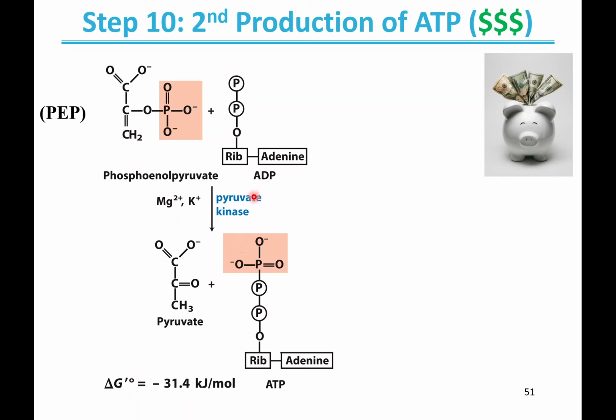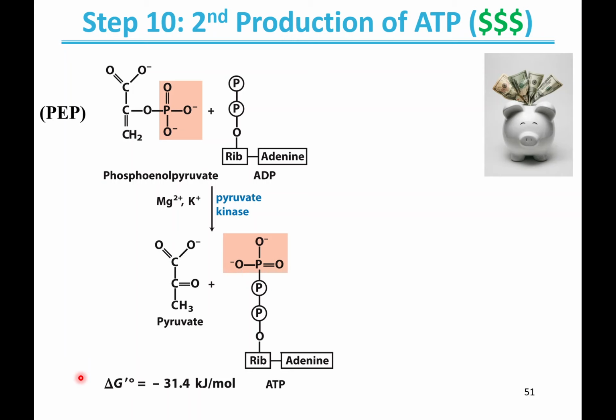That again is an example of an enzyme name that probably was named for the reverse reaction. Pyruvate kinase suggests you're adding a phosphate group to pyruvate. Well, the biological function of this enzyme is actually the reverse of that.